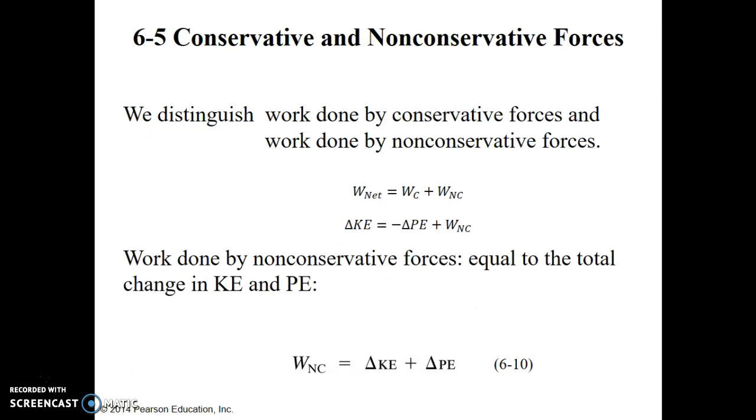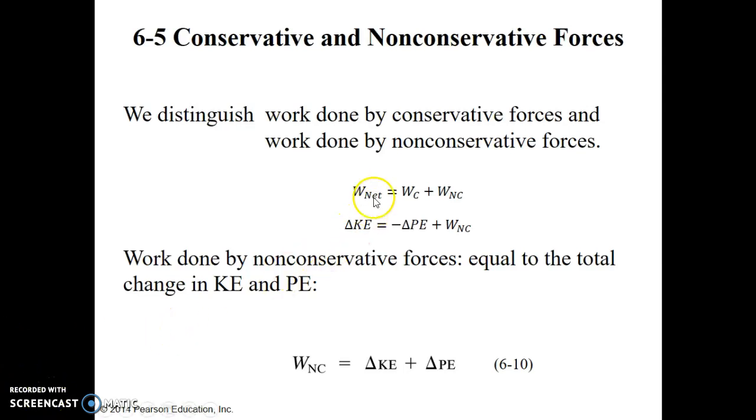So now let's take a look at work done by conservative forces and compare that to work done by non-conservative forces. Simply put, if we add the works done by conservative and non-conservative forces together, that will give us the total work done on an object.